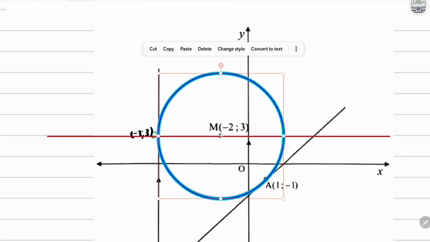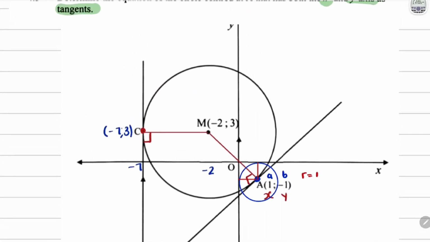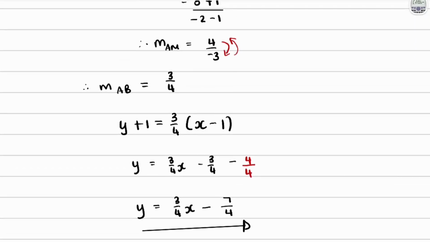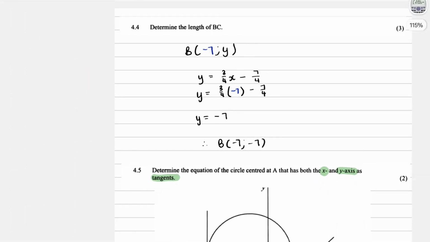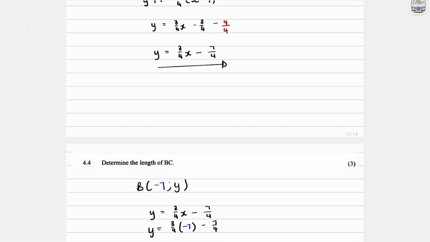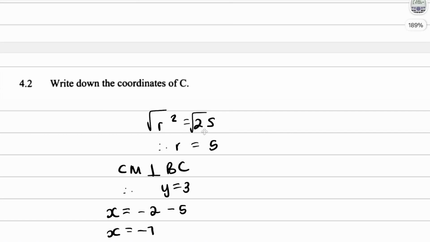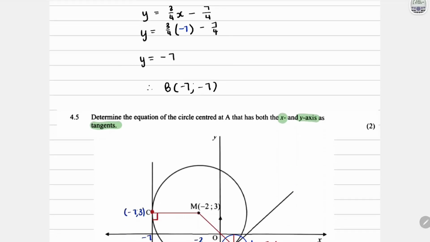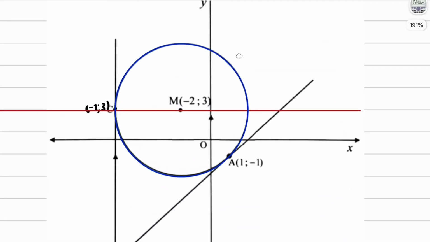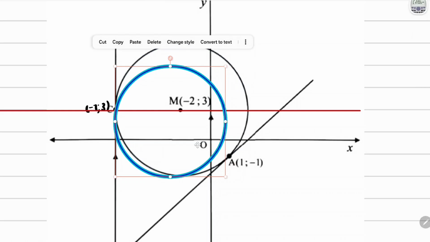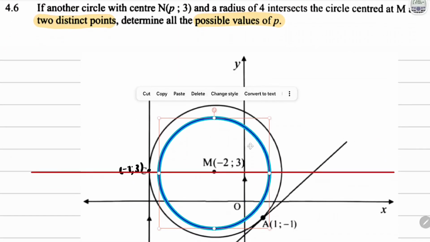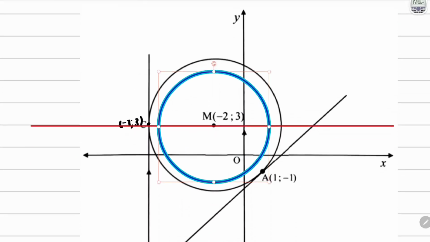Do you remember this circle centered at M? What was the radius of that circle? The radius of that circle, which we already saw in the previous questions, is 5 units, because when we found the equation of that circle, we had the 25. R squared is equal to 25, so the radius is 5 units. So we know that this circle they're referring to is smaller than the circle centered at M, because its radius is 4 units. So let's say it's something like this. And what we need to ensure is that this circle intersects the other circle at 2 distinct points.